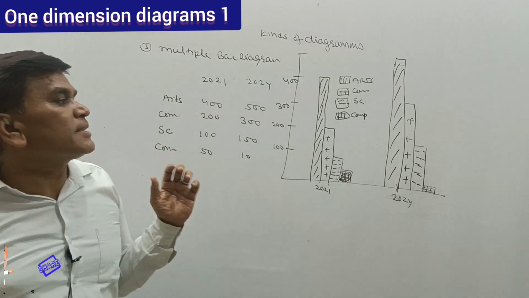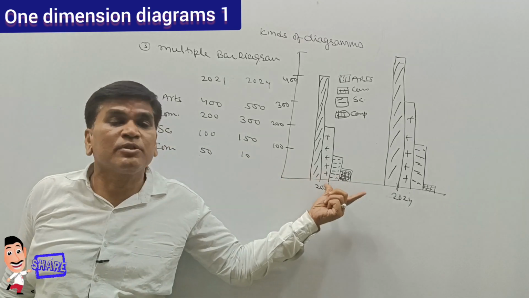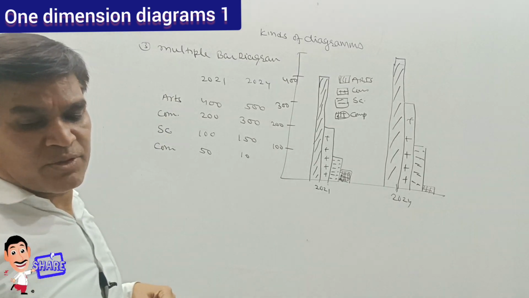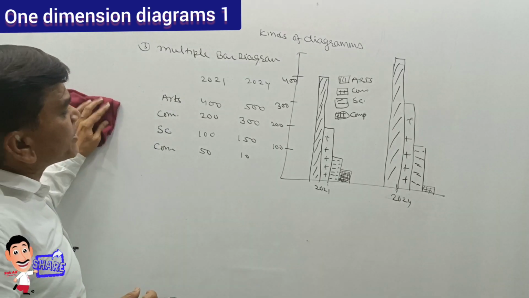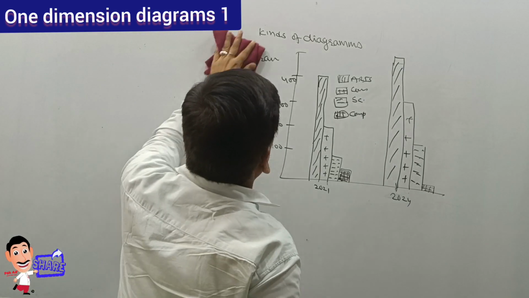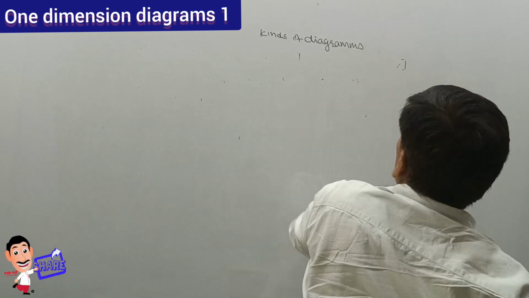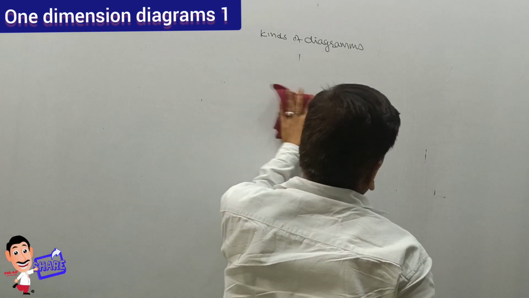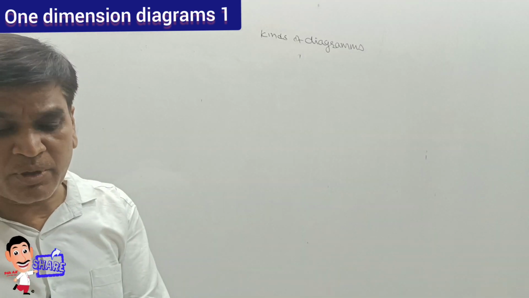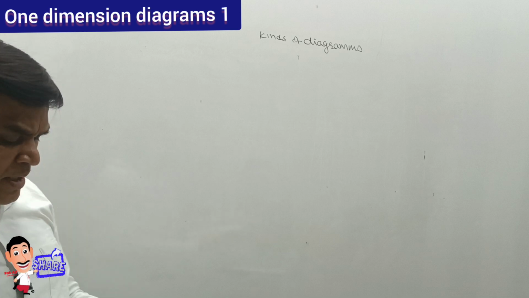So this is also a one dimensional diagram because the height is important, the width is not important. So we have discussed three types of one dimensional diagram. First we discussed the line diagram, then the simple bar diagram. You may have learned all these diagrams because in 8th standard also they show how to draw diagrams and how to make graphs on graph paper.